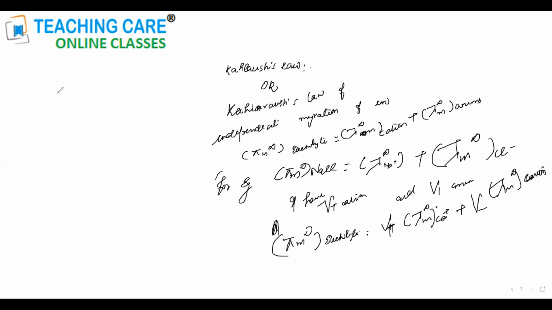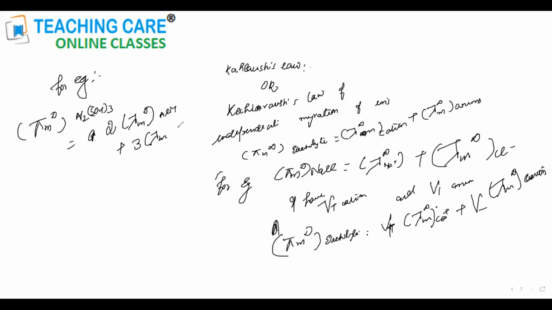For example, molar conductivity of Al2(SO4)3. So we can write it like what? How many aluminium ions are going to form? 2. So 2 times molar conductivity of Al3 plus, plus 3 times molar conductivity of the anion, that is SO4 2 minus. Got it?